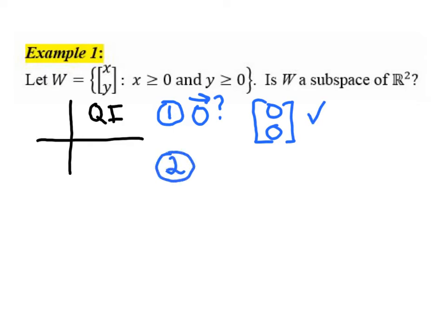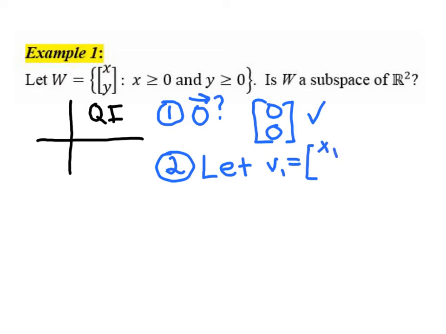The second condition we have to check is, if we take any 2 vectors in this subset W, is the sum of those vectors also in W? To prove something like that, you have to be careful. You can't just choose 2 specific vectors that are in W and show that their sum is also in W, so that shows that this will always work. That's not valid. What we have to do is take 2 generic vectors in W.